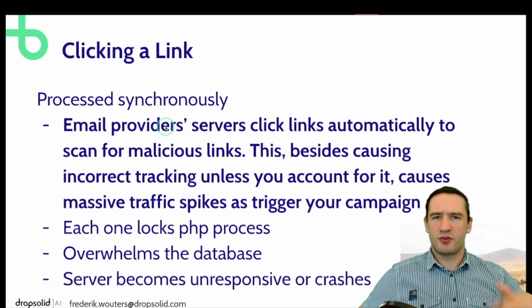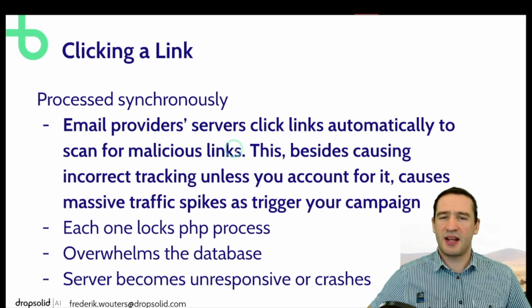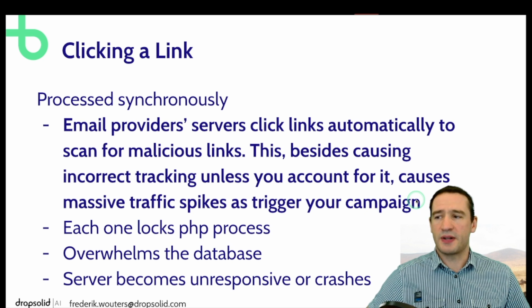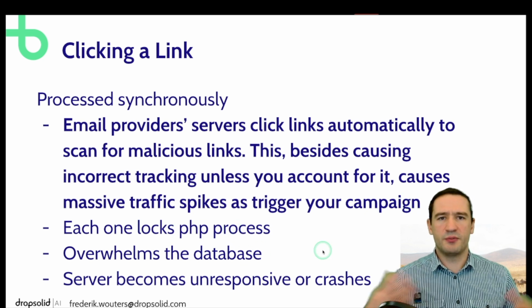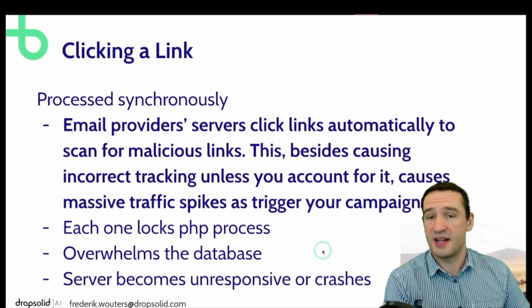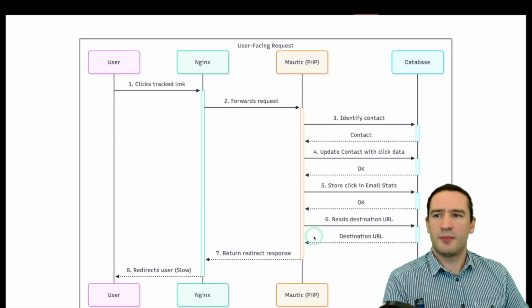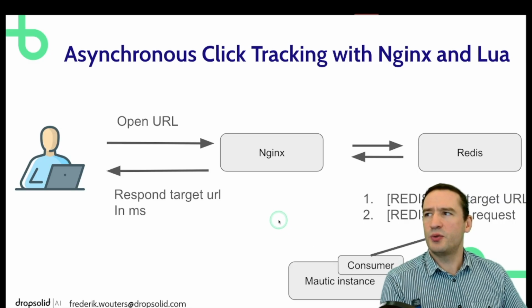Well, the moment we send out lots of emails, email providers are going to automatically click and scan for malicious links. This causes not only incorrect tracking, but also massive traffic spikes as you trigger your campaign. It blocks the PHP processes, overwhelms the database, and the server becomes overwhelmed and, worst case, crashes. This is the diagram of how it currently works. And we solve this problem like so.